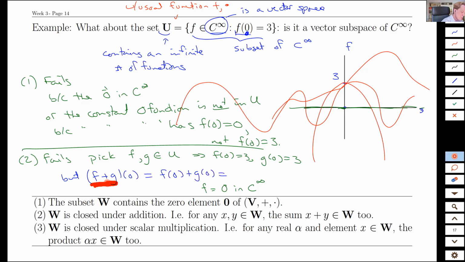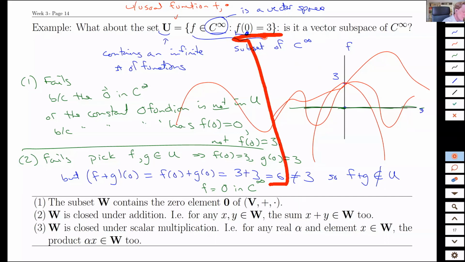So what happens when I add those 2 functions? I grab 2 functions from the set, and I want to know if the new function that I get by adding them together is also in the set. Well, if I evaluate that at 0, I'm going to get these 2 things added together. Of course, that's 3 plus 3. That's 6, which is not 3. So f plus g is not in this set U. Again, to be in the set U, we have to be able to evaluate our function and get the value 3 at x equals 0. When we evaluate these functions, we get the value of 6 at x equals 0. This doesn't satisfy the criteria, so away we go.